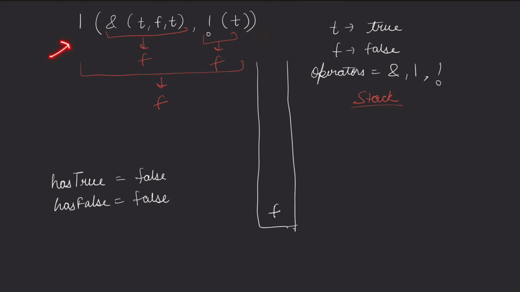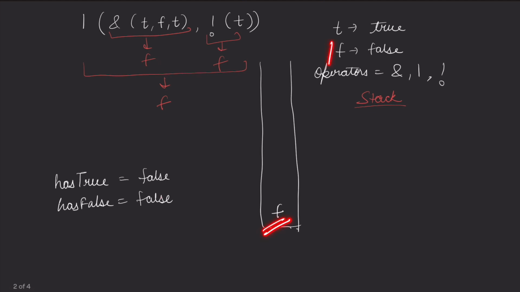So now we can stop here, right? Whatever will be present in your stack, that will be your answer. Here F is present, F denotes false, so your answer will be false. I hope you got the approach that we are following. Now we will code it out.